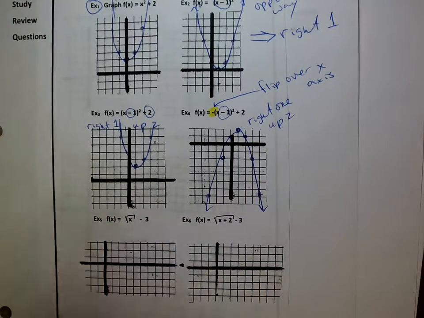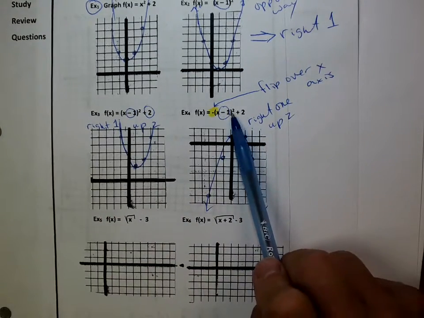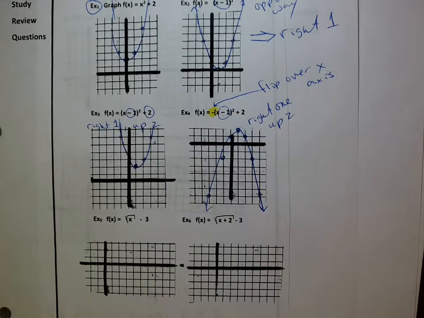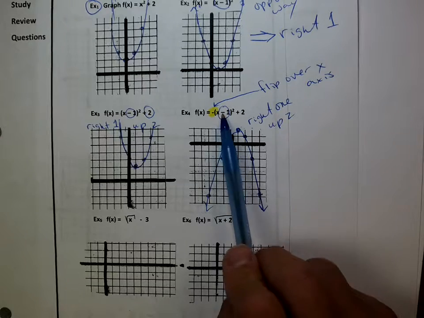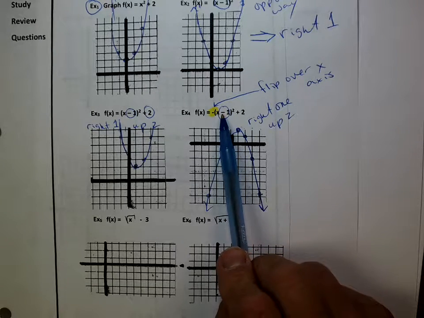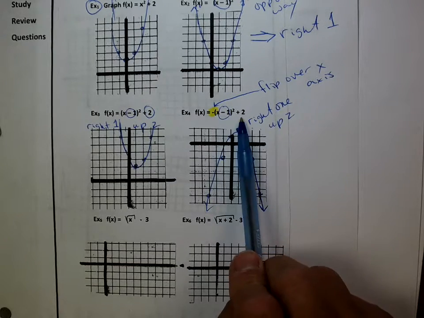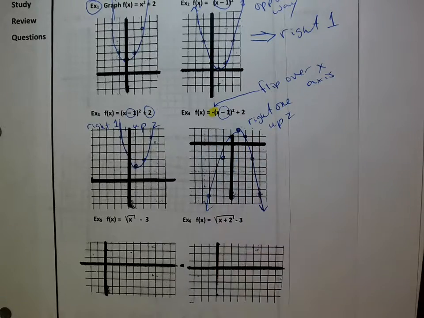So each of these little symbols did something. The tiny squared meant you were going to graph the quadratic, or the parabola. The -1 was a horizontal shift, forward 1 or to the right 1. The 2 means pull it up 2, and the negative means upside down, okay?